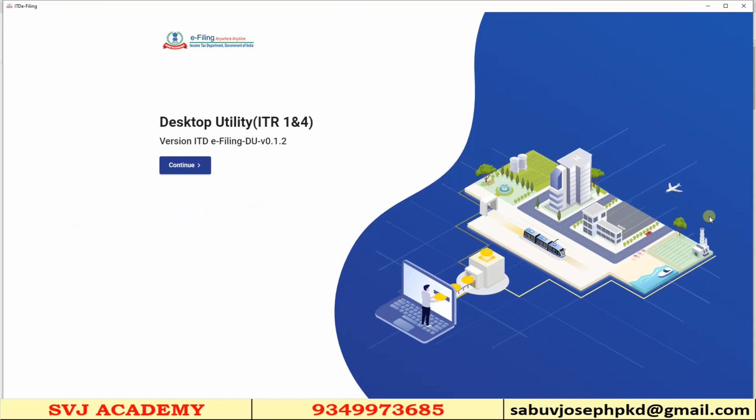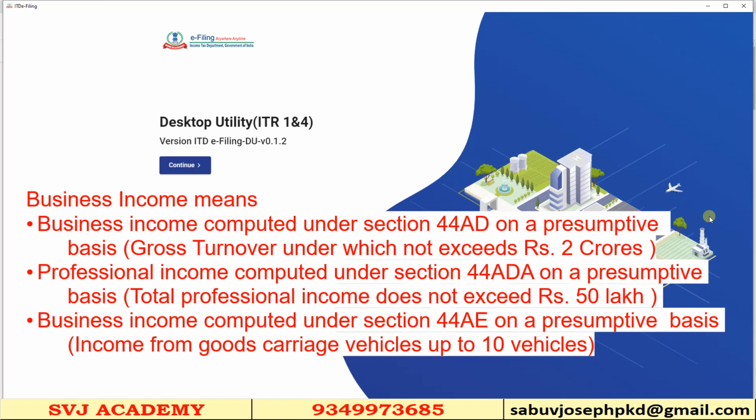Business income means business income computed under section 44AD on a presumptive basis, where gross turnover does not exceed rupees 2 crores. Professional income computed under section 44ADA on a presumptive basis, where total professional income does not exceed rupees 50 lakh. Business income computed under section 44AE on a presumptive basis, that is income from goods carriage vehicles up to 10 vehicles.